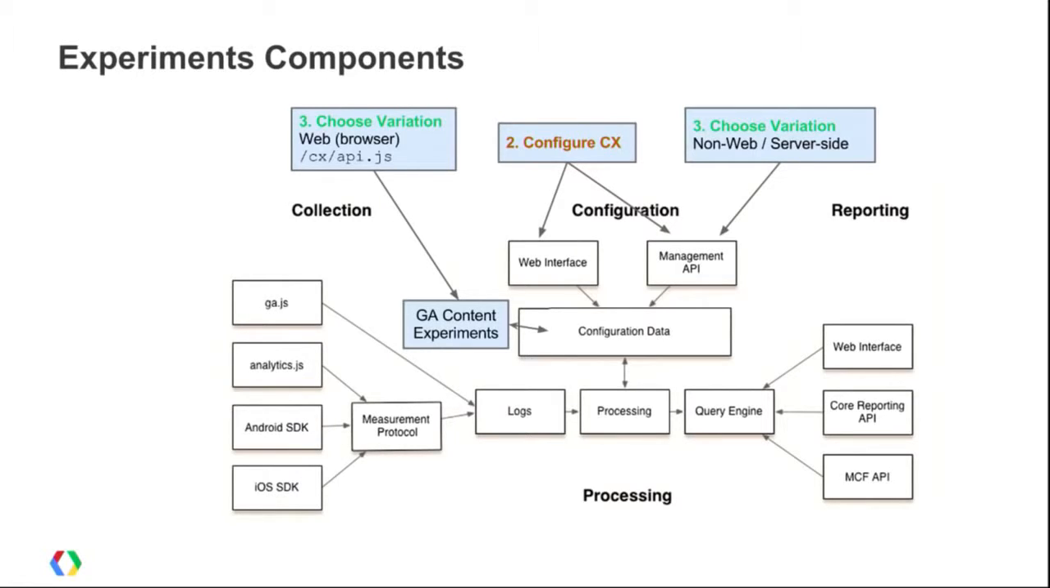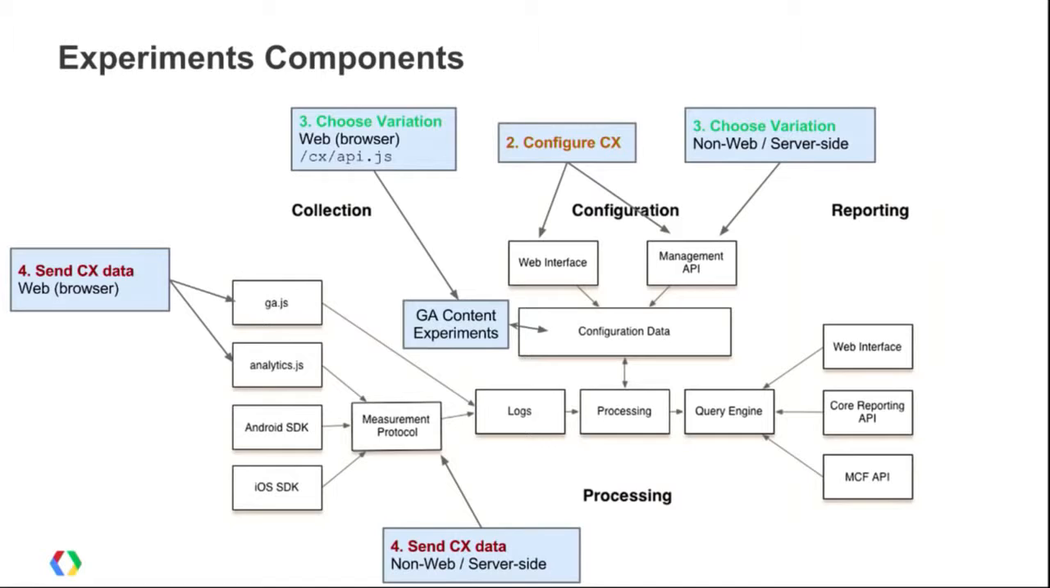choice. Whereas on the web with the library, you basically just say, using the JavaScript library, what's the current variation that I should use for this particular user. So it's a little bit more simple on the JavaScript side, but equally you can do the same thing from the non-web or server side through the management API.